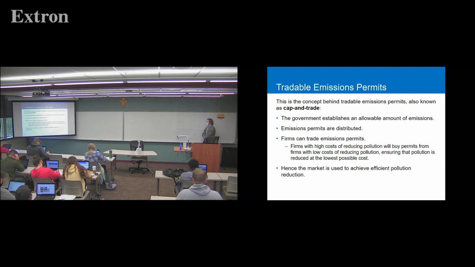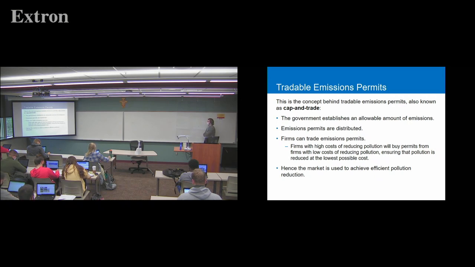Once they released these, they set up a market, so firms could trade with each other. Firms with high costs of reducing pollution are going to buy permits to pollute from firms with low costs of reducing pollution. Those firms with low costs are going to reduce their pollution, and they do so easily, whereas the firms with a high cost reduce their pollution less, because when they do, they do it at a much higher cost. So what we end up doing is reducing pollution at the lowest possible cost, or at a much lower cost than if we just forced them all to reduce by, say, 10%.